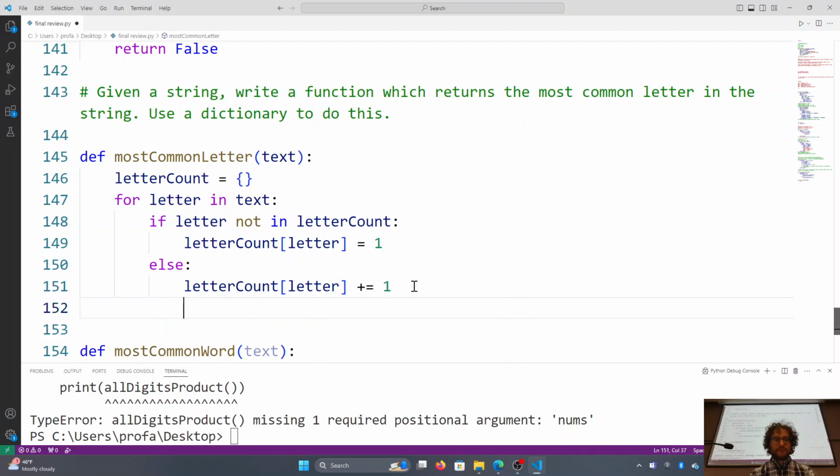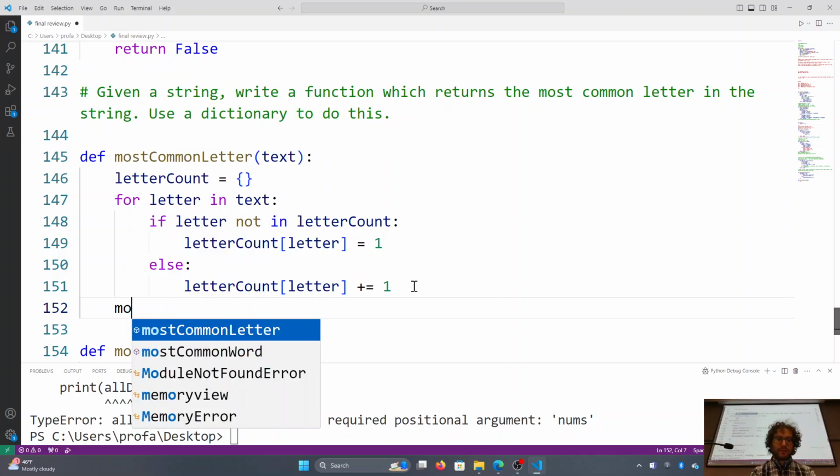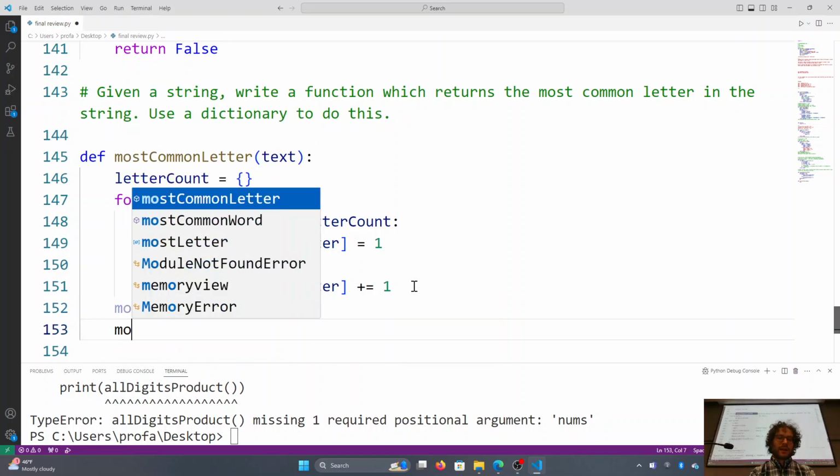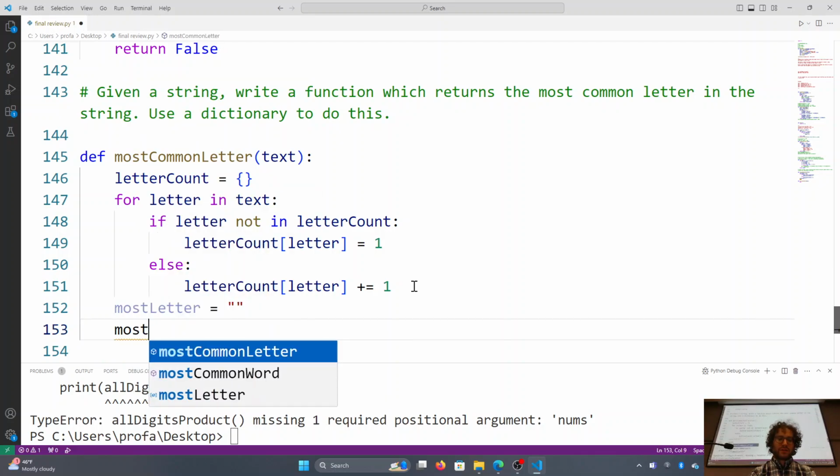Okay. Now we've counted up all the letters to find out which one's the most, and now we just need to find out which is the most common one. Most common letter, most letter is equal to, and I'll use the empty string for right now, and most count.